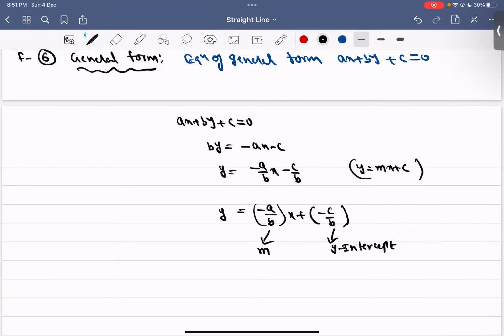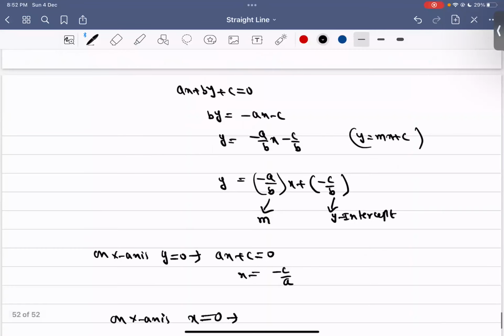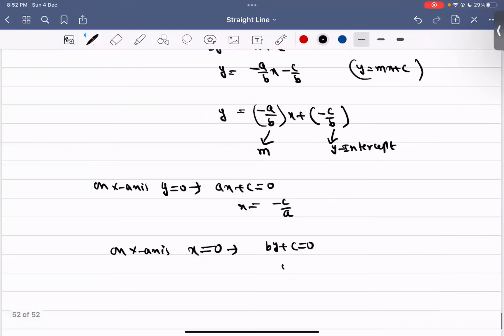And we can write it in the form of x by a plus y by b also. On the x-axis, y is equal to 0. So if you put y equal to 0, ax plus c equal to 0, x equal to minus c by a. Next, on the y-axis, x equal to 0, then it becomes by plus c equal to 0, which implies y is equal to minus c by b.